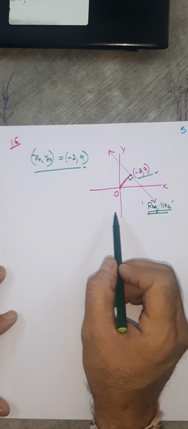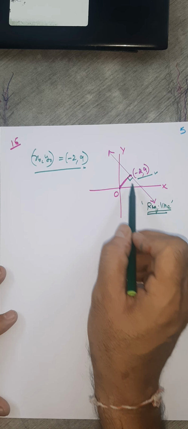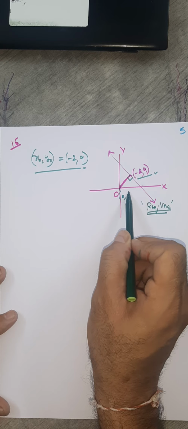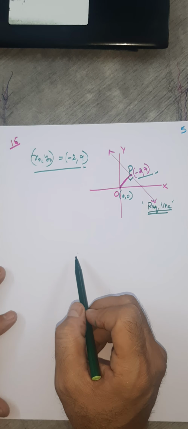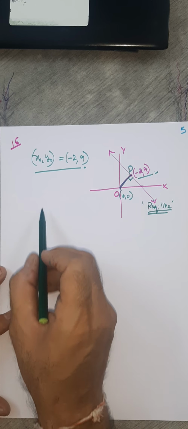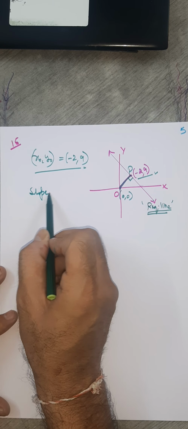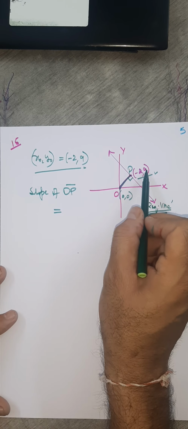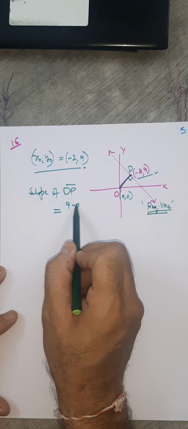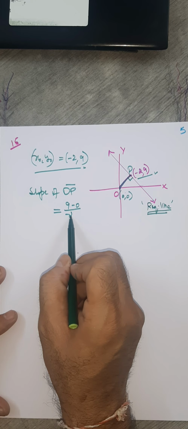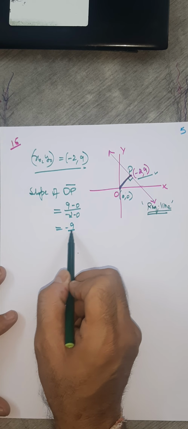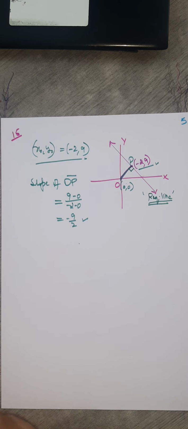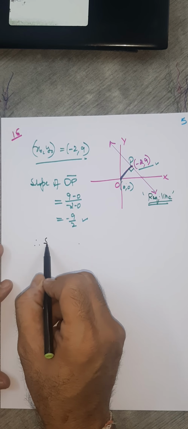The slope of this line. You don't have the slope of this line, but you do have the slope of this, because here the coordinate is (0, 0). I'll call this point P. Can you get the slope of OP? Yes or no? The slope of OP can be obtained very easily: (y2 minus y1) upon (x2 minus x1), (9 minus 0) upon (minus 2 minus 0). So it will be minus 9 by 2. You have the slope of OP. Once I have the slope of OP, can I get the slope of the required line?